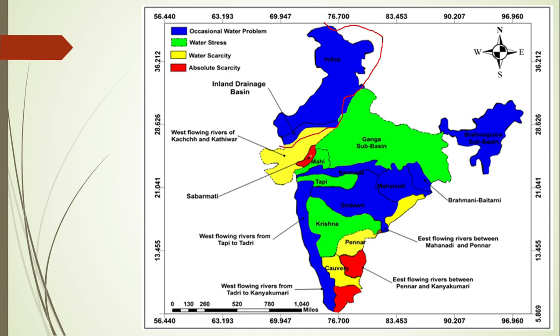Now here you see the Sabarmati is there. Then west flowing rivers of Kutch and Kathiawar are there. Inland drainage basin of river Indus is there, and so on. Here Brahmani and Baitarni are the rivers that are flowing there. East flowing rivers of Mahanadi and Pennar are there. Then similarly, east flowing rivers between Pennar and Kanyakumari. These are some of the important things that we must know, not only as per the CBSE system, but we must know more, and because of that some extra things are given to you to understand.